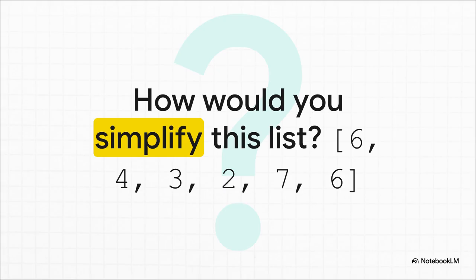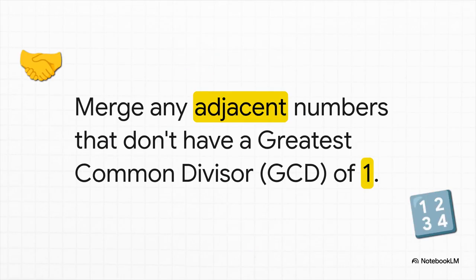The challenge here is to simplify it, to kind of merge these numbers together, but how? What's the rule? What's the logic? Well, that's the puzzle we're going to solve right now. And you know what? The rule is surprisingly simple. If two numbers next to each other share any factor other than 1, which just means their greatest common divisor isn't 1, you have to merge them. That's it. That is the entire game.